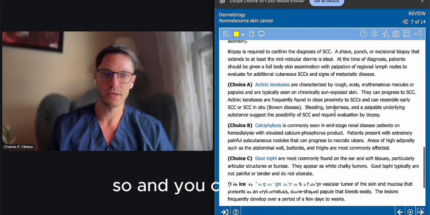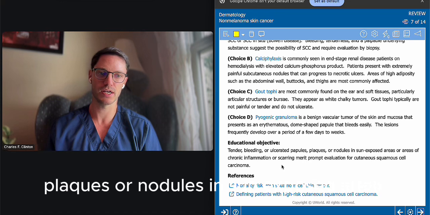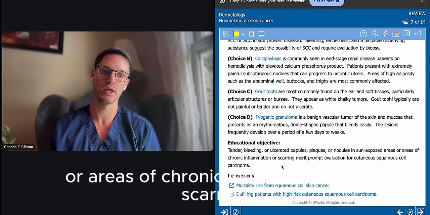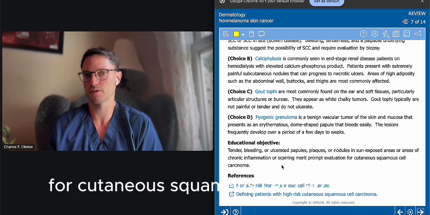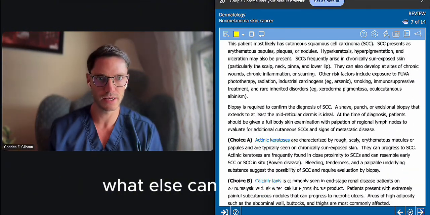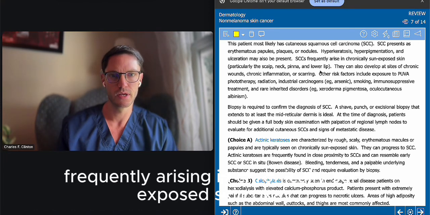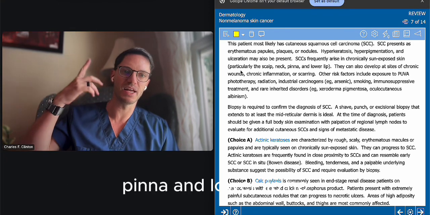So you can see here the educational objective: tender, bleeding, or ulcerated papules, plaques, or nodules in sun-exposed areas or areas of chronic inflammation or scarring merit prompt evaluation for cutaneous squamous cell carcinoma. That's it. Very clear, crystal clear. And what else can we add here? Wow, that's crazy. Look at this. Squamous cell carcinoma frequently arises in chronically sun-exposed skin. Okay, scalp, neck, pinna, and lower lip.